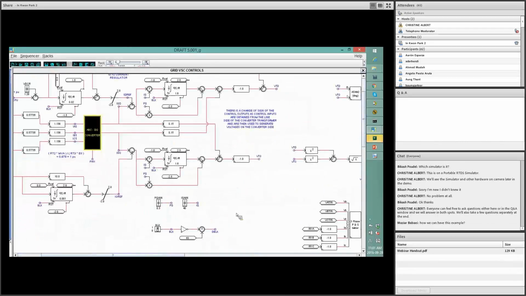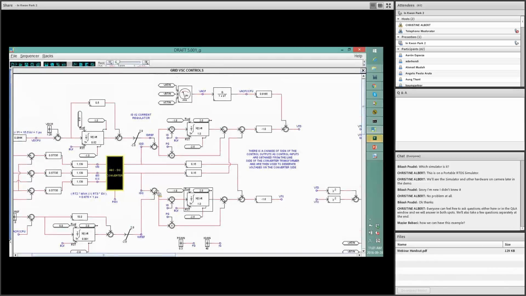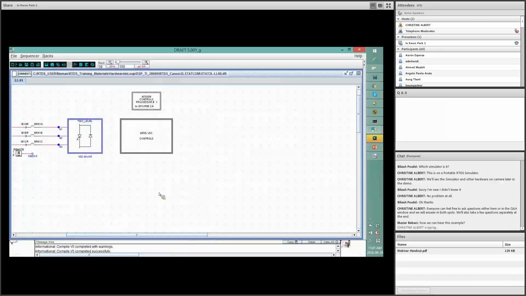The control concept behind this control is what you are already familiar with, the DQ decoupled control. Decoupled means that we have a cross-coupling due to the transformer leakage reactance, and these two terms are representing those decoupling terms.